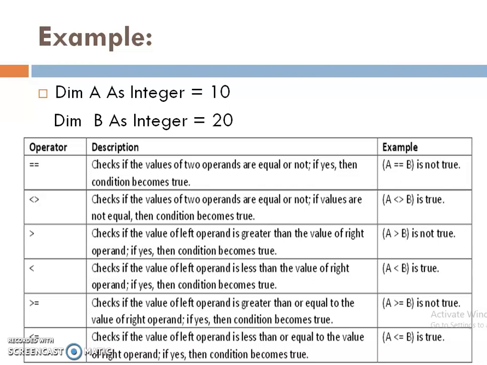Then we take greater than symbol, a greater than b, it gives the result false. Now we take less than, a less than b, it gives the result true. Then we use greater than or equal operator, a greater than or equal b, it gives the result false. Then we use less than or equal operator, a less than or equal b, it gives the result true.